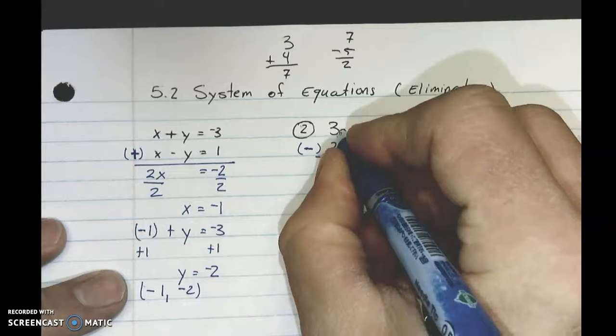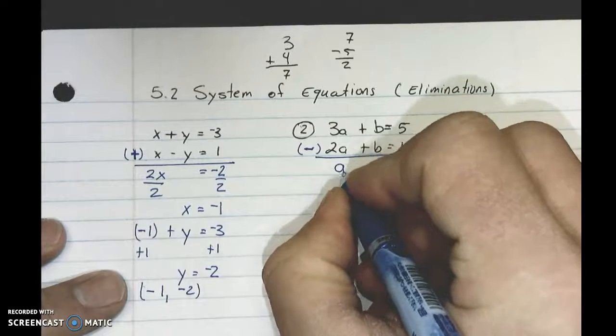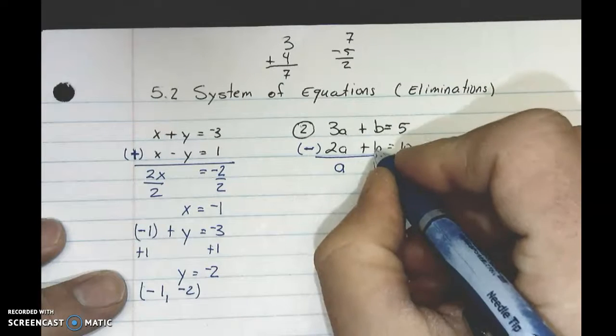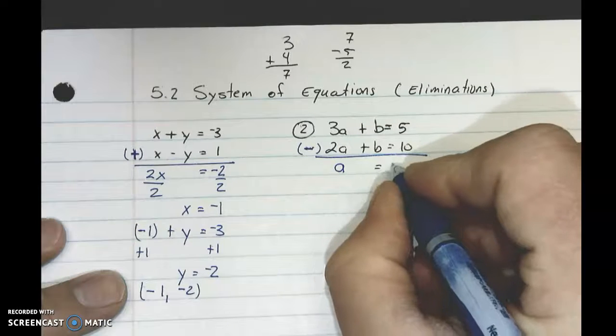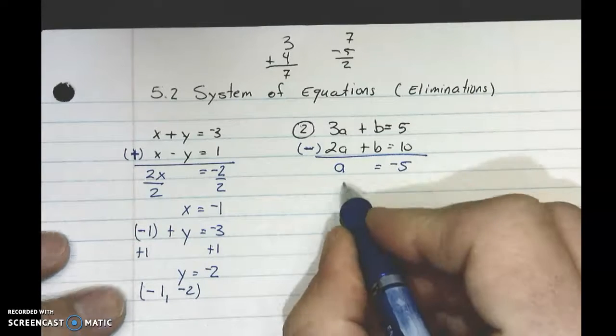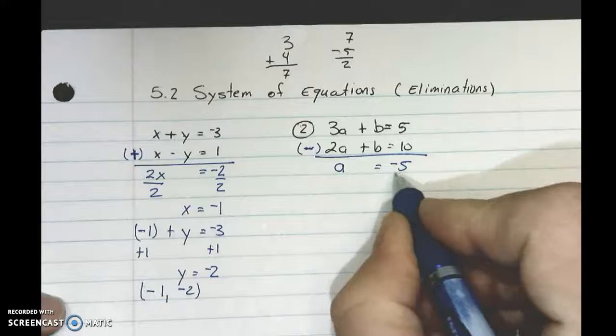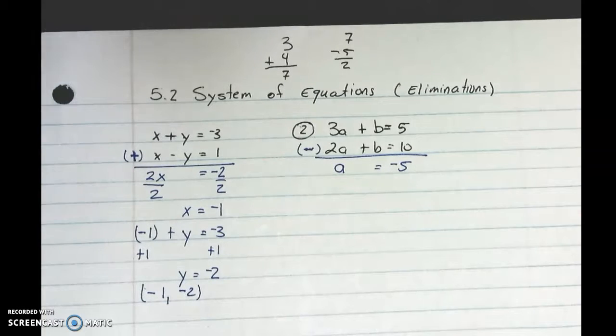So I'd go 3a minus 2a, which is just a. B minus b cancels out. 5 minus 10 is negative 5. And luckily we got a by itself to start with, so I don't need to do any division. So I'm kind of done with that one.